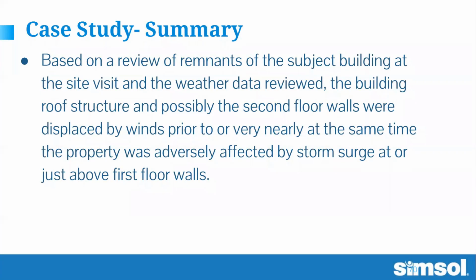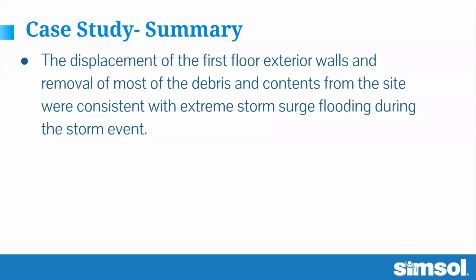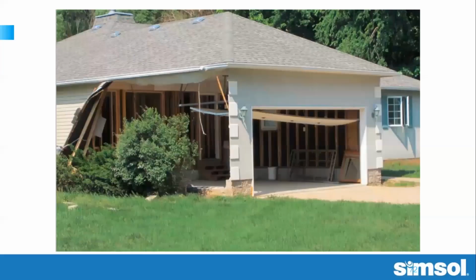So based on a review of the remnants, this is what we can figure out from that extra help that we got. And again, the displacement of the first floor walls and removal of debris was from flood, and the second floor was taken off, in this case, primarily by wind. They're not always this easy to separate out, but in this case, based on the timing, that's what happened.